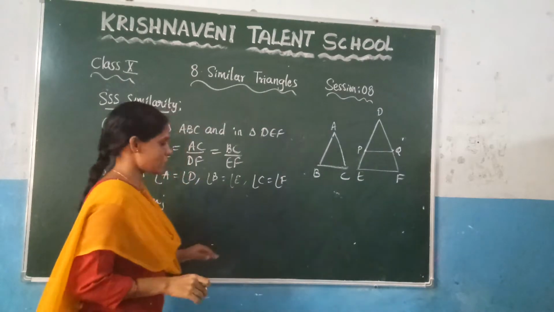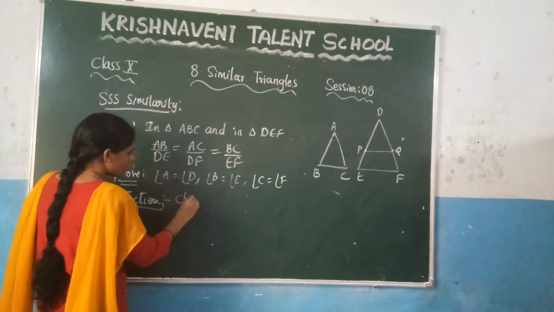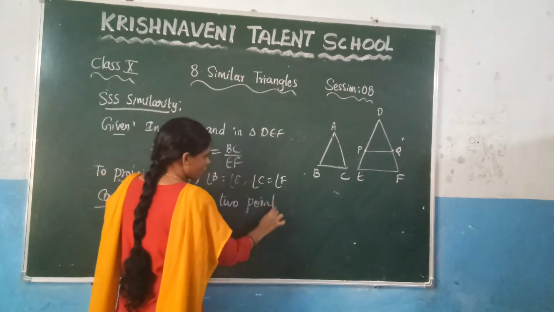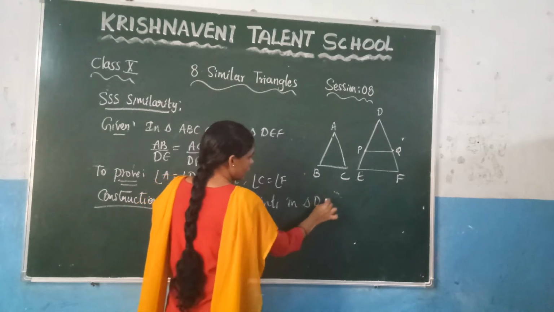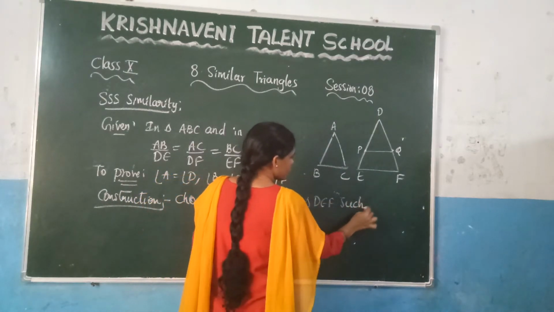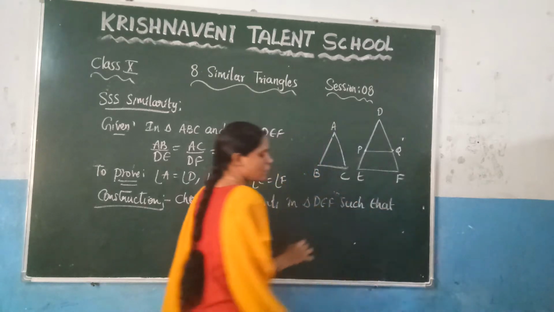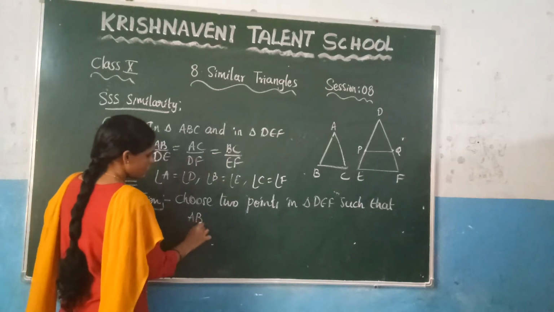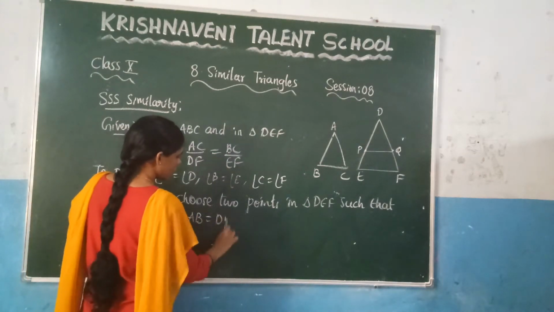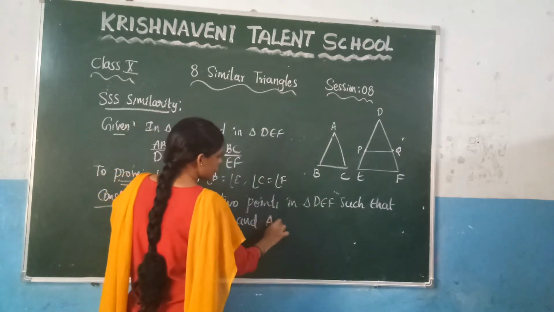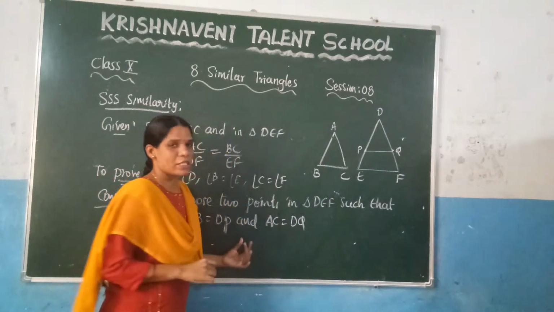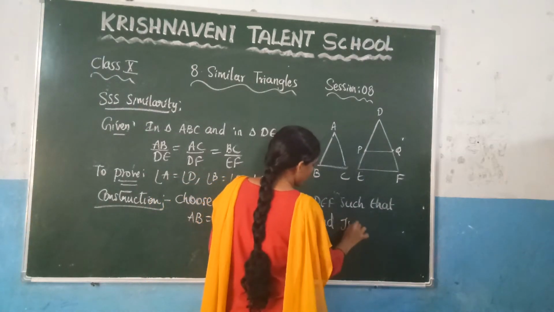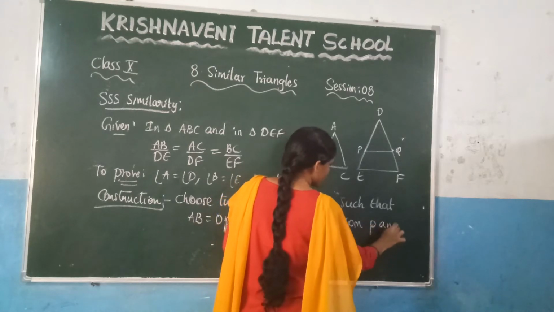So here write the construction. What is our construction? Choose 2 points in triangle DEF. How are we choosing those points? We are choosing the points P and Q such that the length of AB is equal to the length of DP, and the length of AC is equal to the length of DQ. And after choosing those 2 points, what we have done? We have joined P and Q.